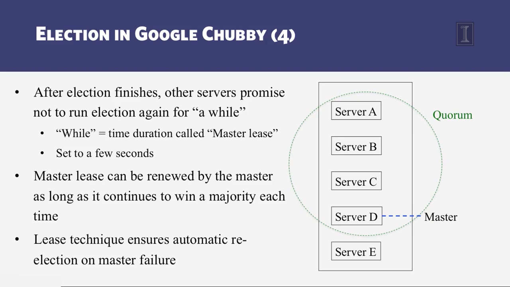The master lease must be renewed by the master by simply getting a majority again. So as long as it's able to get a majority, it can continue to be the leader without going through the overhead of running the entire leader election protocol all over again. This technique of master leases also ensures that if the master fails to renew a lease, for instance, it has failed, or has just become very slow, then automatically the other servers start a new election run where a new master is going to be elected with a new quorum.